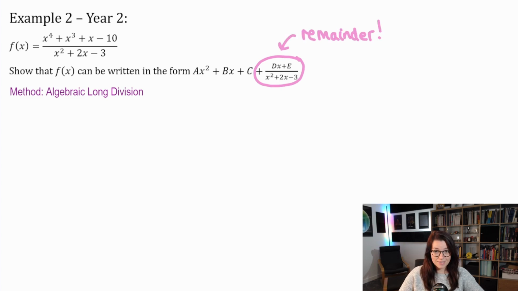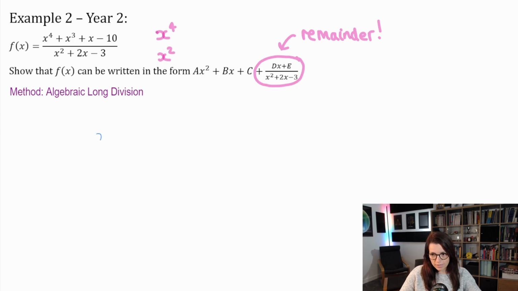The other way you can tell there's going to be a remainder is if you look on the top of the fraction, we've got x to the power of 4, and on the bottom we've got x squared. So if the power on the top is ever equal to or greater than the power on the bottom, you most likely will have a remainder. Let's go ahead and do our algebraic long division.